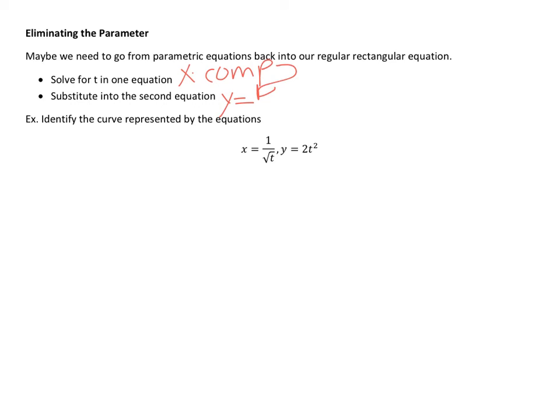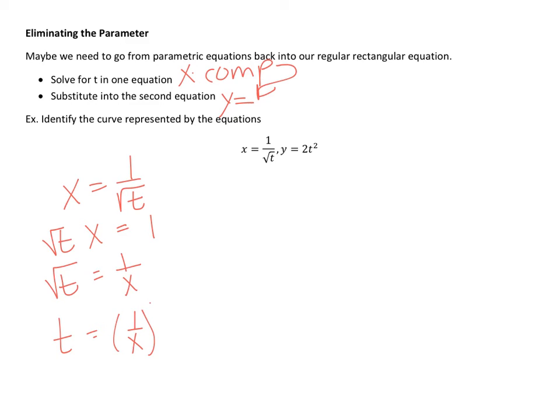So I start with my x component. X equals 1 over radical t. I get the t by itself. So multiply my radical t over. I get divide by x. Radical t equals 1 divided by x. Get rid of a square root. I want to square the other side. So that'd be 1 over x squared.